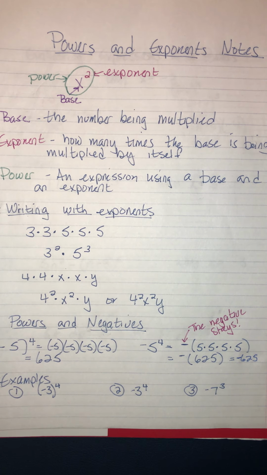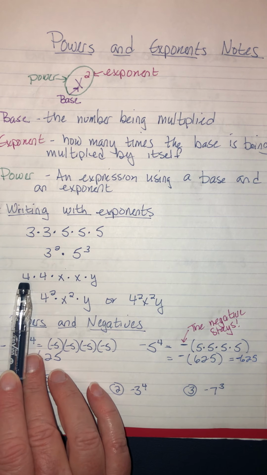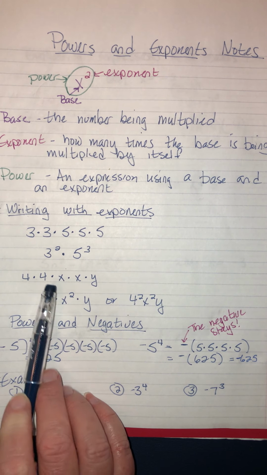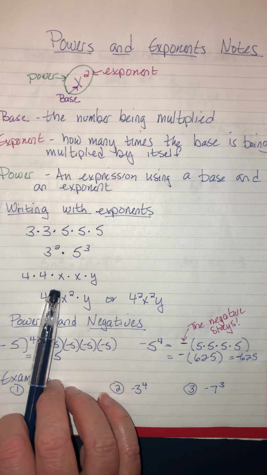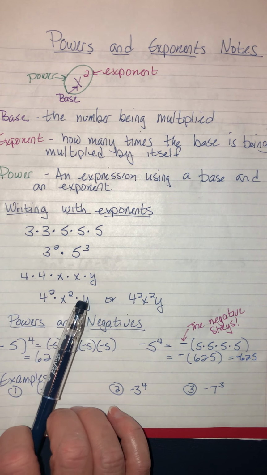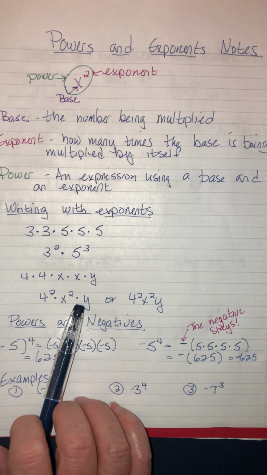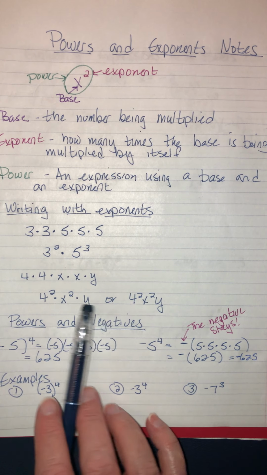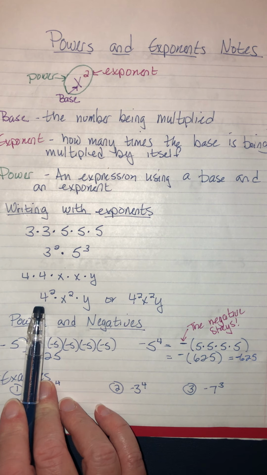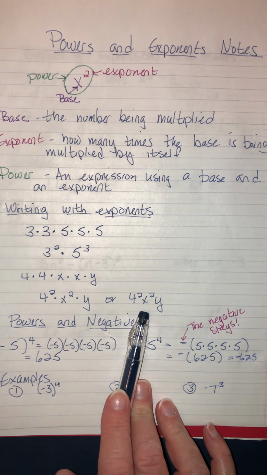Another example, if we have 4 times 4 times x times x times y, if I look at this, I see I have 4 being multiplied by itself 2 times, so 4 times 4, so that's 4 squared, 4 to the second power, times, I have x times x, so that's x squared, times just 1y. So I can write it like this, 4 squared times x squared times y, or I can just write it 4 squared x squared y.